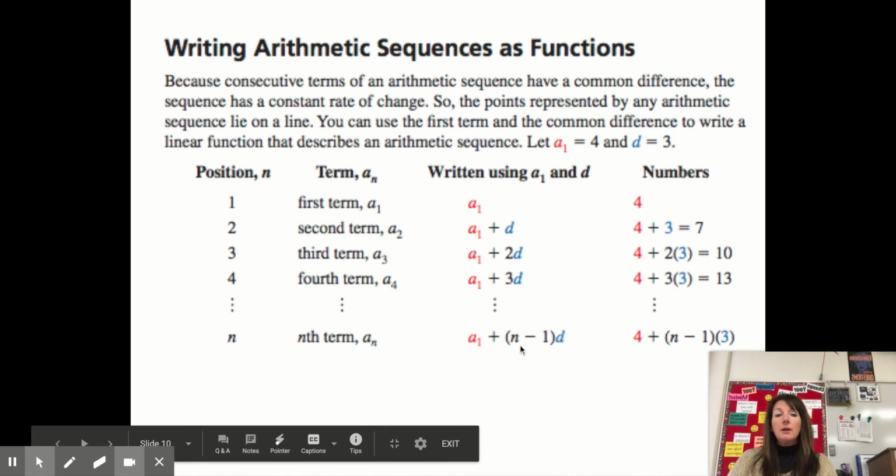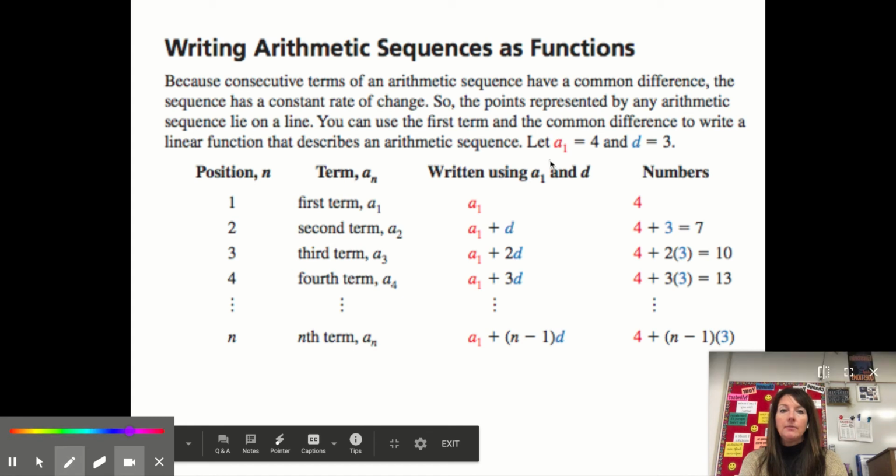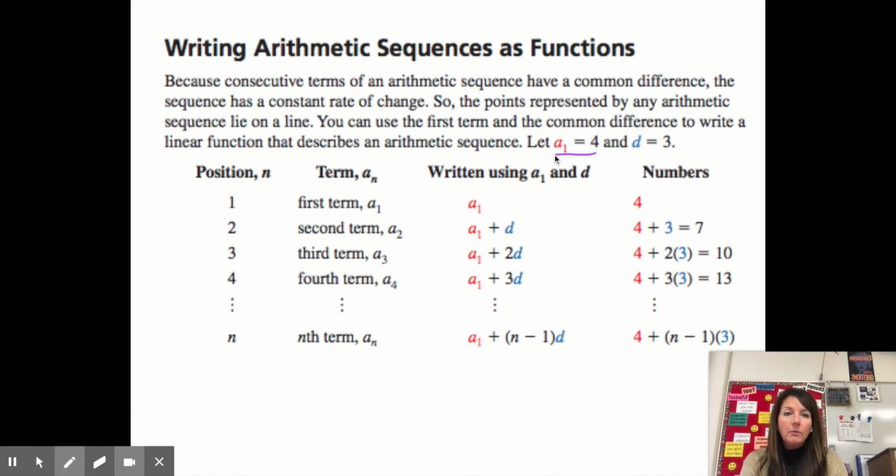All right, so now we're going to get into actually writing the function. The big thing to keep in mind here, I'll let you read those words if you want, but a sub 1 means this is the first term. So if the first term is 4, and d is going to represent this common difference, okay? Let's look at the positioning. We have 1, 2, 3, 4, and then it goes all the way to the nth term, right? The first one, a sub 1, first term, a sub 2, second term, a sub 3, third term, a sub 4, fourth term, all the way to a sub n.